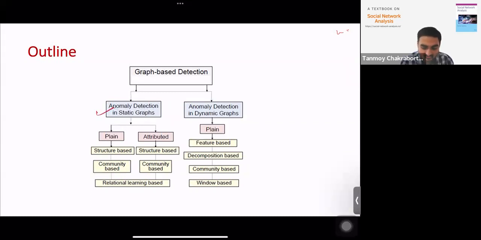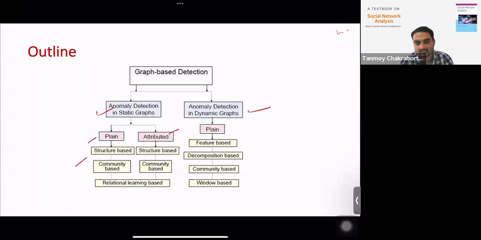So we have static graphs, we have dynamic graphs. Now in static graphs, we look at plain graphs and attributed graphs. Plain graphs: nodes or edges do not have attributes. Attributed graphs: nodes and edges have attributes. And then we look at two types of methods. One type of method purely depends on the structural property of the network, for example, looking at a star type of subgraph, or a clique type of subgraph, or some edges which are highly connected, and so on and so forth.